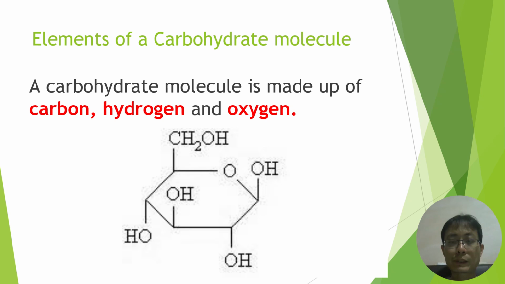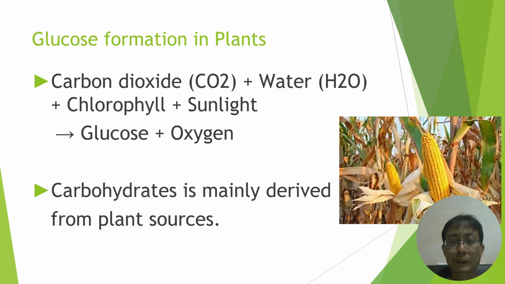Basically, a carbohydrate molecule consists of the following elements: carbon, hydrogen, and oxygen. They are formed in the plants during the process of photosynthesis, where plants use carbon dioxide and water, in the presence of chlorophyll and sunlight, to produce glucose and oxygen.